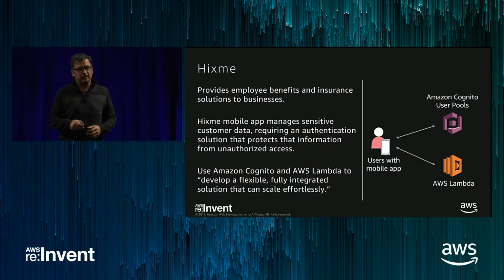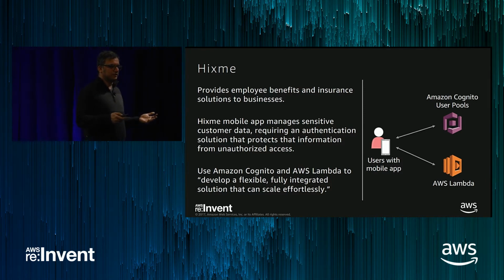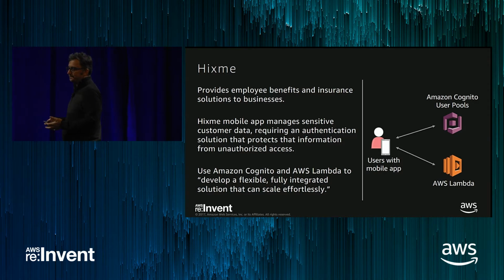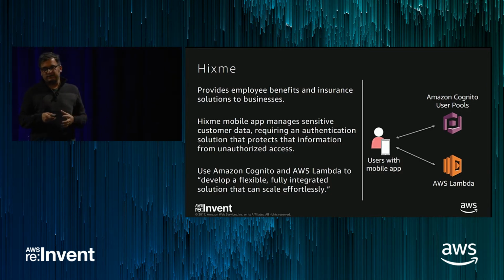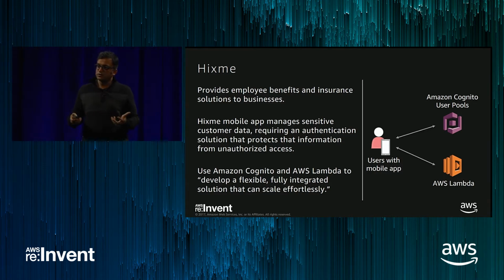And then Hixme is one of our customers. They provide employee benefits and insurance services to businesses. They wanted to build a cloud-native application for their customers, where their customers could log in, access their application and resources, and manage customer-sensitive information. As part of building their application, which included a mobile front end, they chose Amazon Cognito as their solution for identity and access. Amazon Cognito gives them a user pool, or user directory, that could scale to millions of identities.